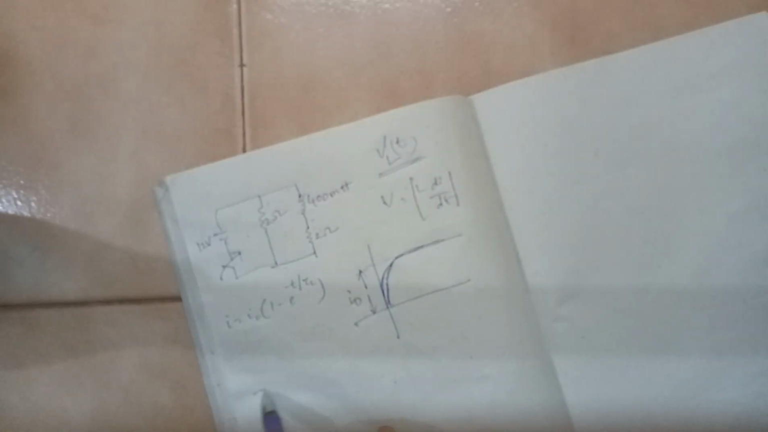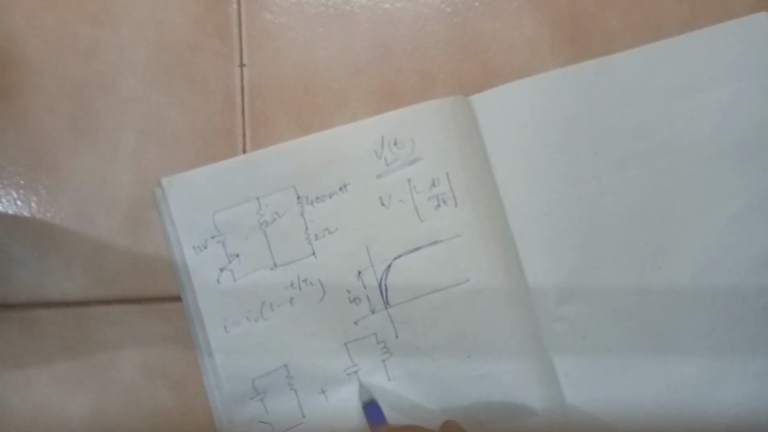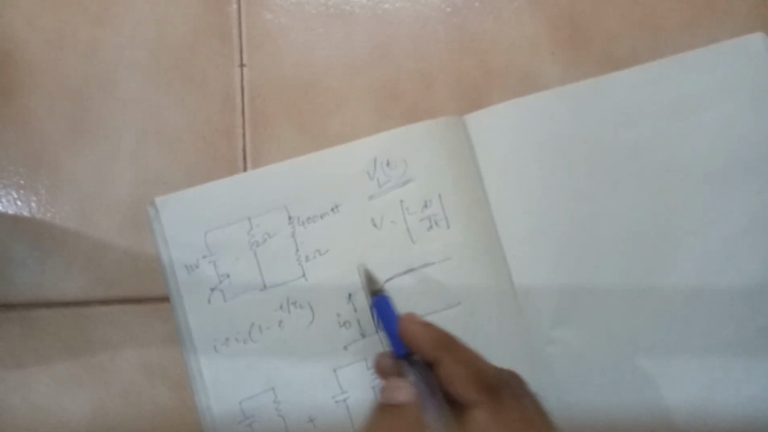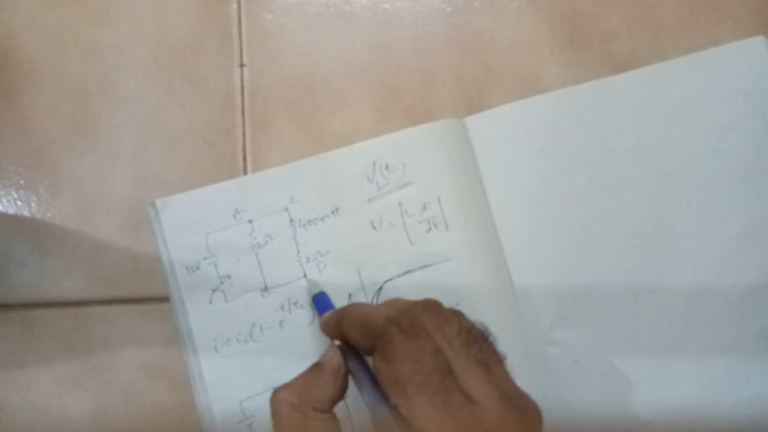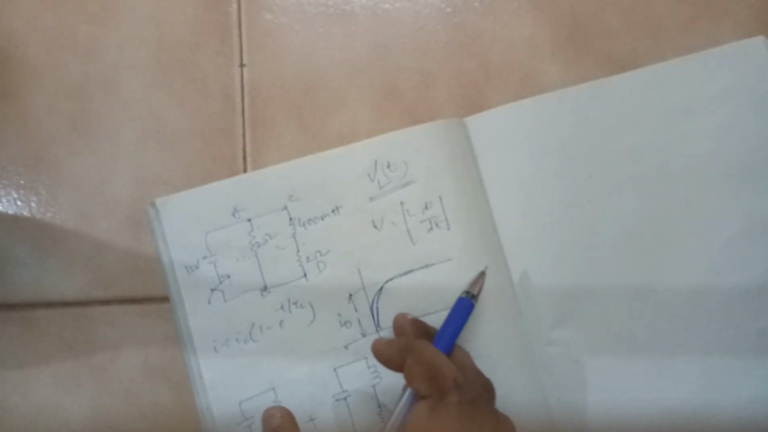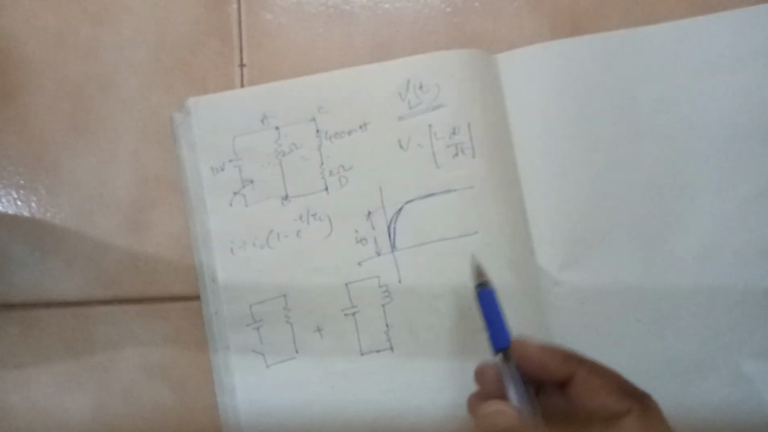So this circuit can be assumed like a combination of two circuits. Will this assumption be wrong? The answer is no. See, if you take 2 points A and B and C and D, you see that these two are parallel to each other. So the potential drop will be the same only. So I have just broken it down into two circuits.